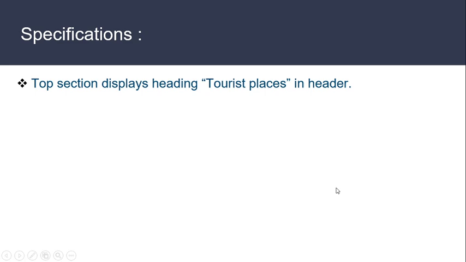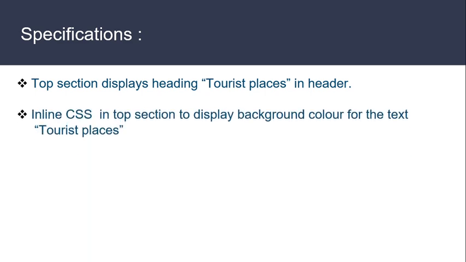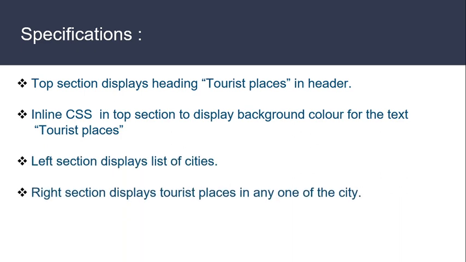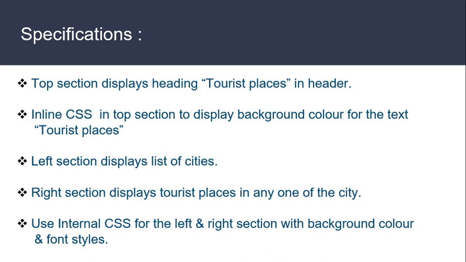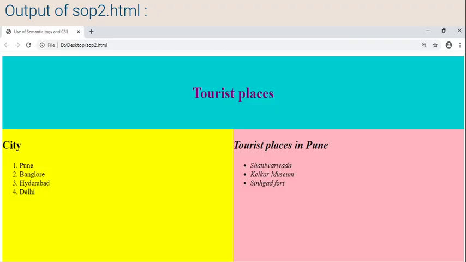So let's see the specifications. Top section displays heading tourist places in header. Inline CSS in top section to display background color for the text tourist places. Left section displays list of cities. Right section displays tourist places in any one of the city. Use internal CSS for the left and right section with background color and font styles.